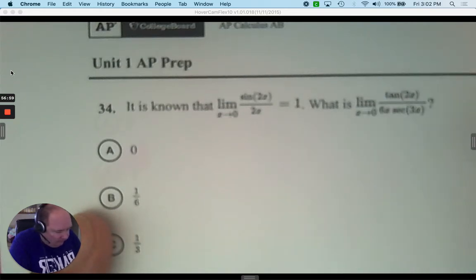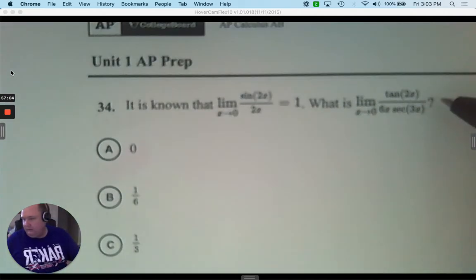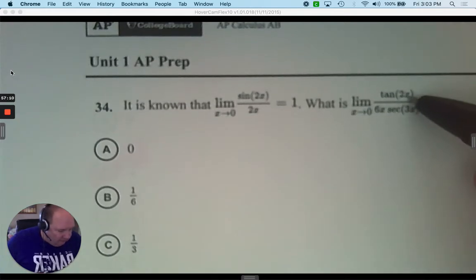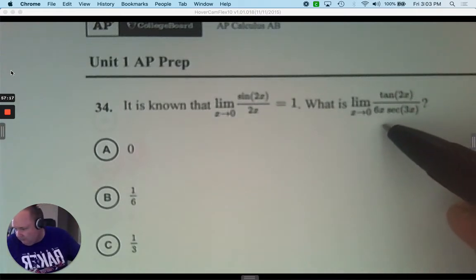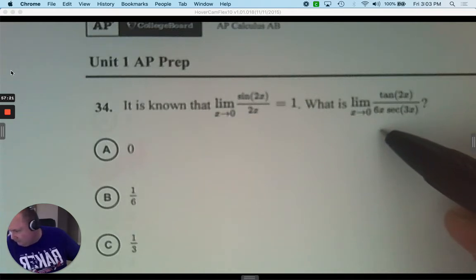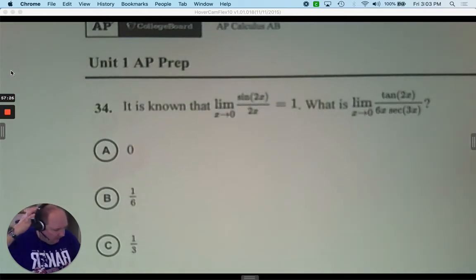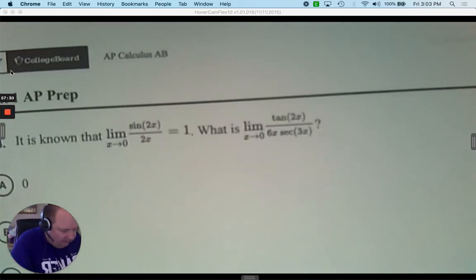What is the limit as x approaches 0 for this, tangent 2x over 6x secant 3x? So again, if I plug in 0, I'm going to get indeterminate. So I could take the derivative and plug in 0 again to see what the answer is.